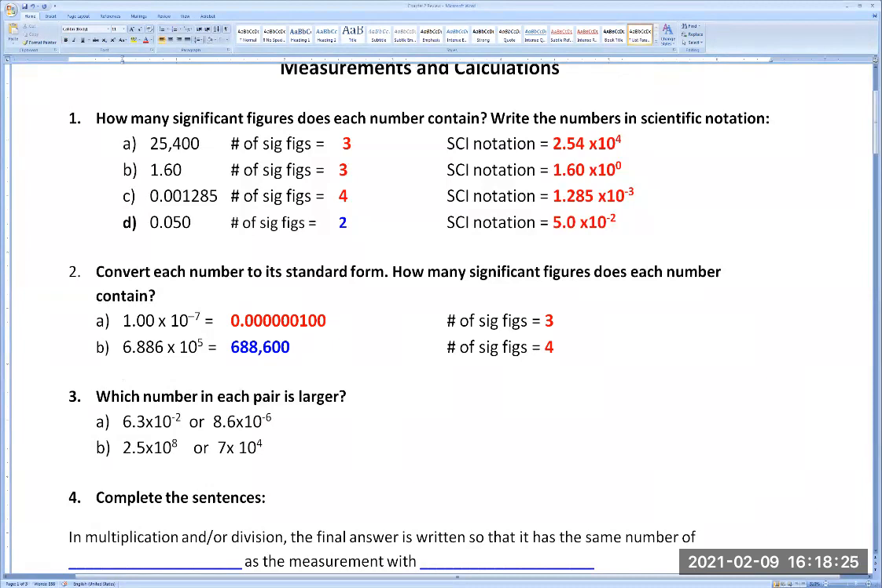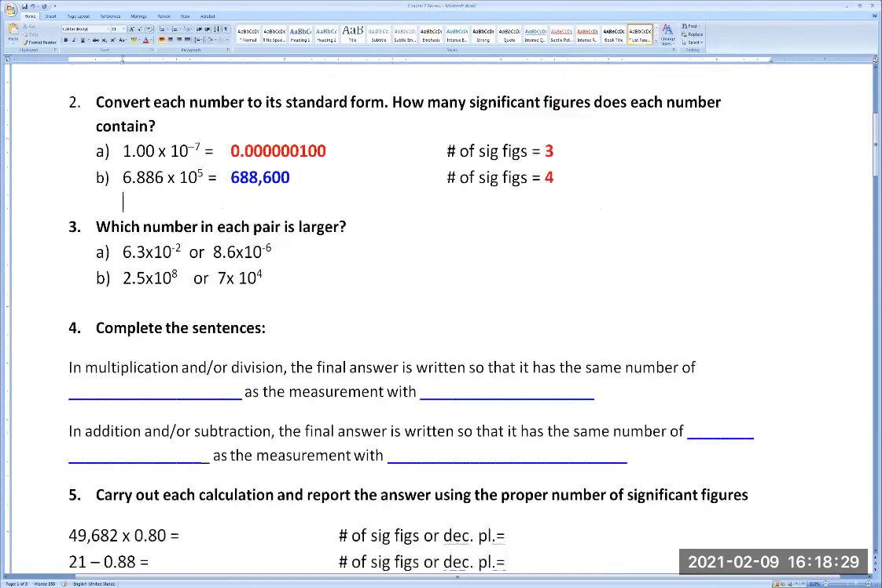So question 3, which number in each pair is larger? So we have these 2 pairs of numbers. The first one, we have numbers that have a negative exponent, right? You notice how it is negative exponents.